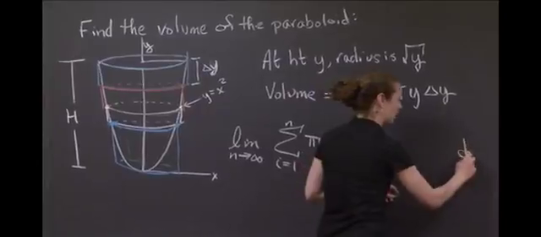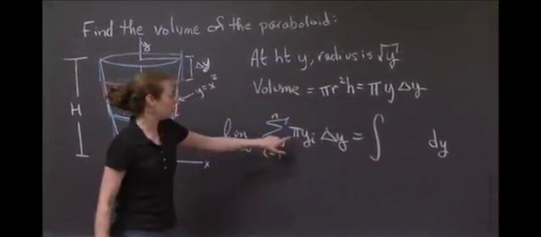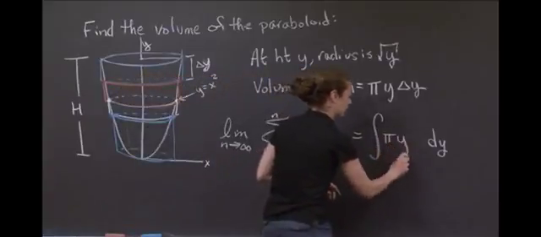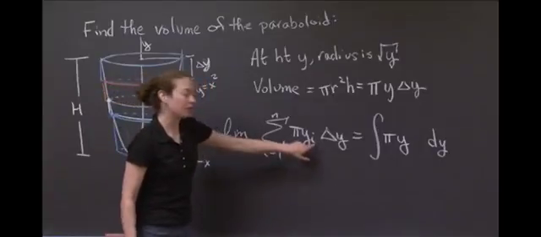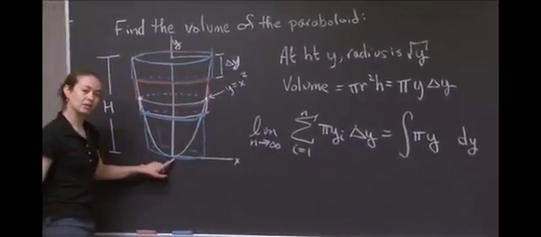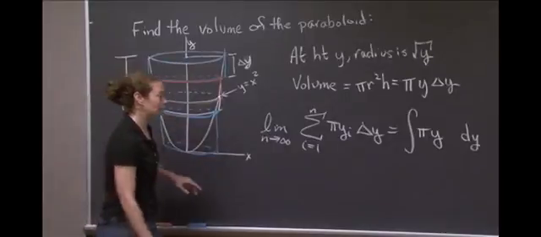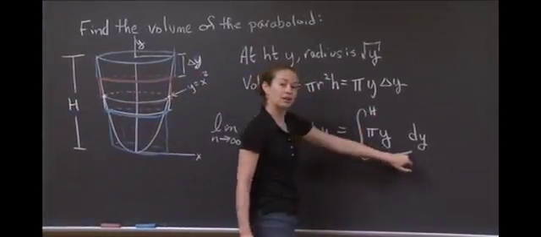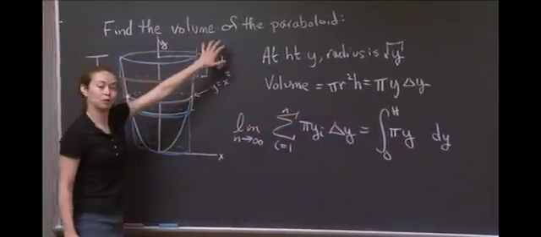So we get dy here. We're going to have an integral. And what are we actually evaluating? We're evaluating the function pi y at what places? Well, as delta y goes to 0, the first value of y sub i that I get is pushing down to 0. And the last value we know is h. So we're actually taking an integral from 0 to h of pi y dy. And that is the integral representation of the volume of the paraboloid.